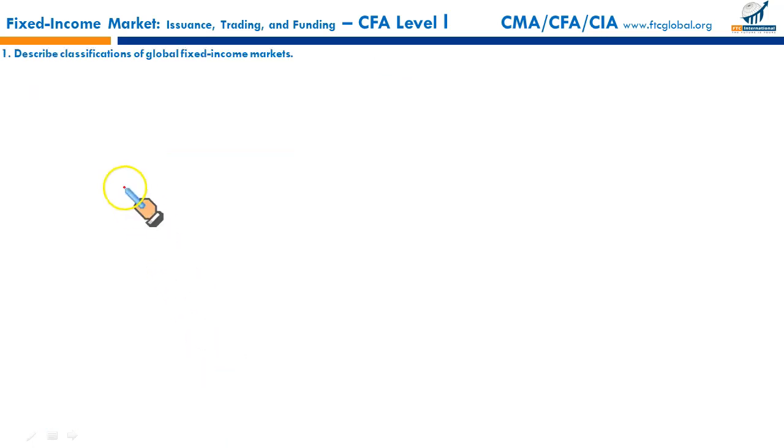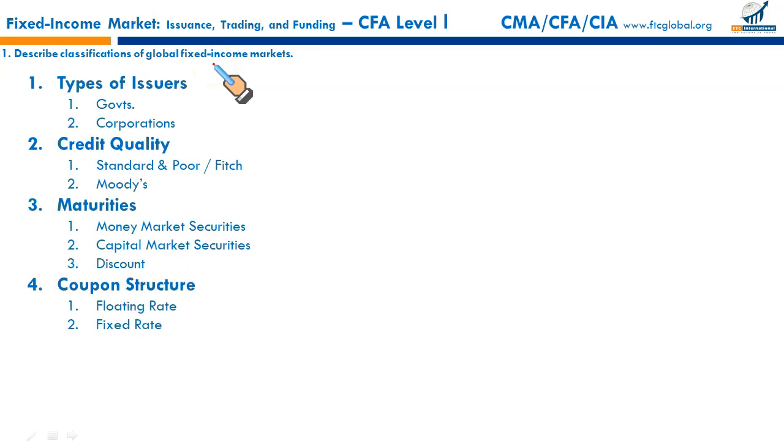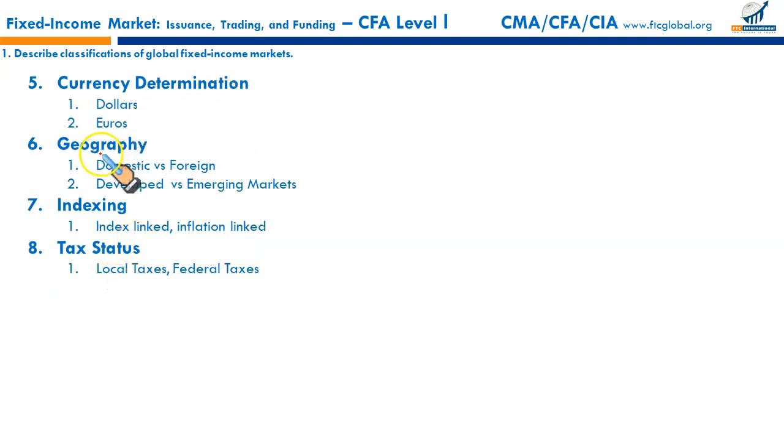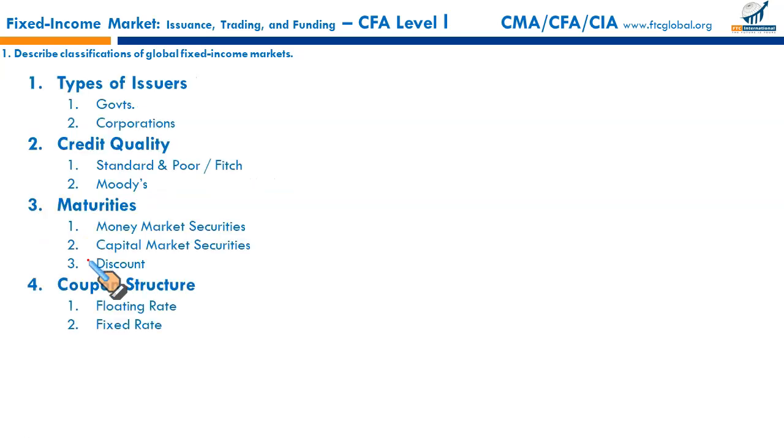First, LOS. Describe classifications of global fixed income markets. This is how we can classify the fixed income markets with regard to type of issuers. We can classify with regard to the credit quality of the bonds, fixed income securities, with regard to maturities, with regard to coupon structure, with regard to currency, with regard to geography, with regard to indexing, and with regard to tax. So these are the classifications.